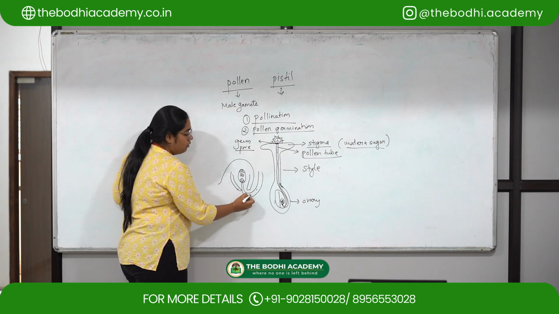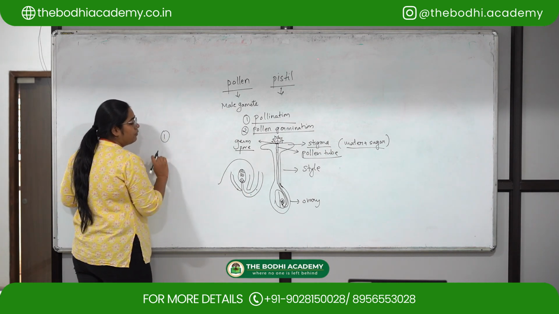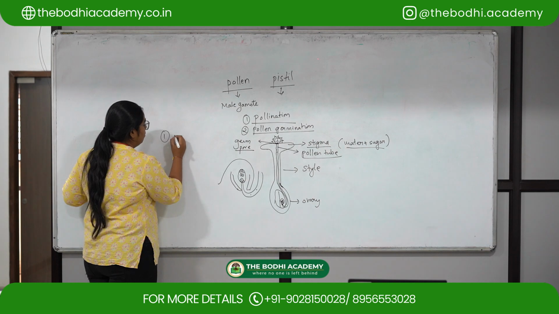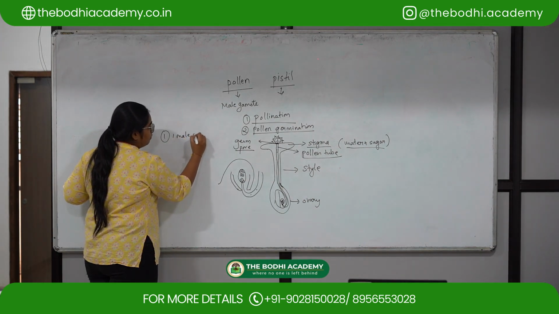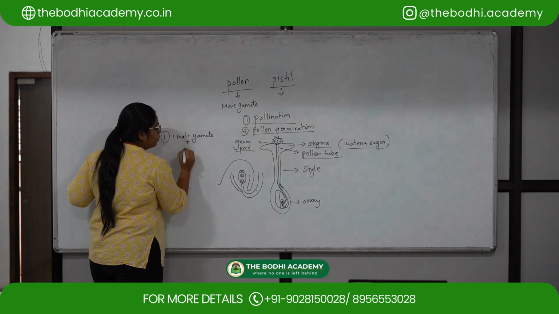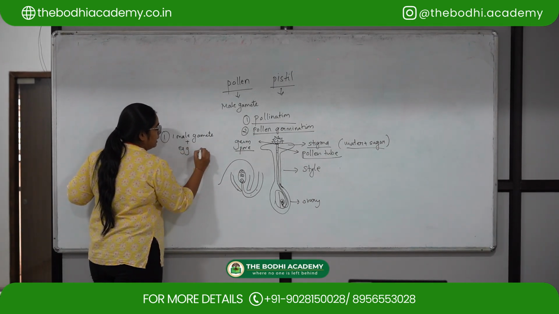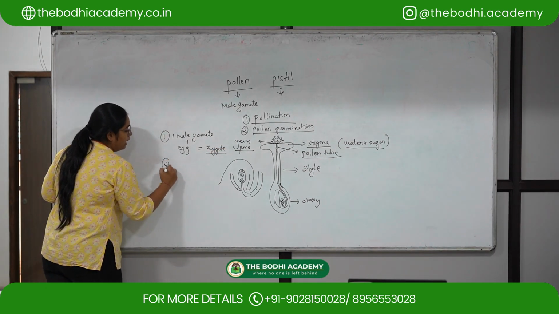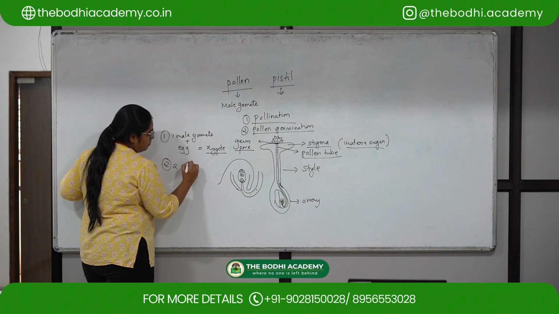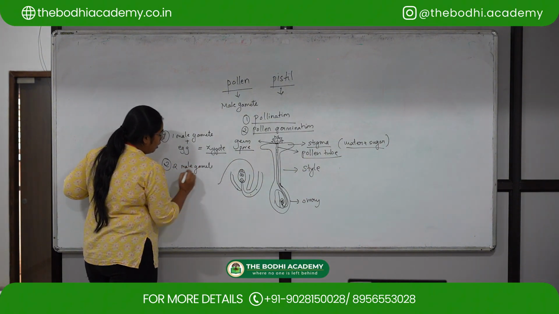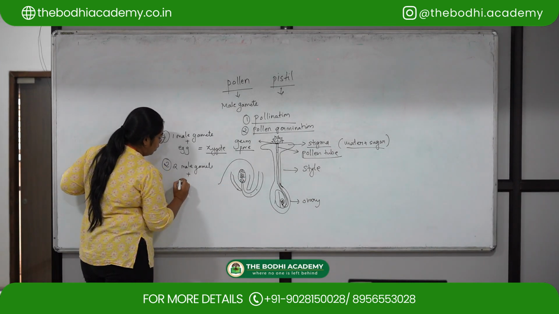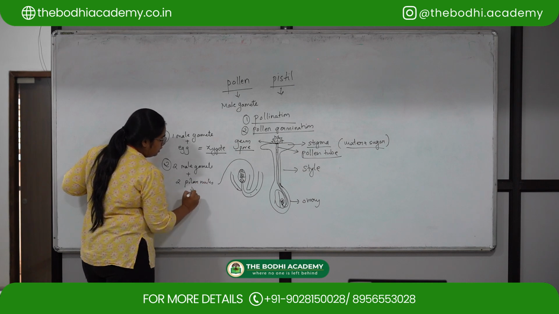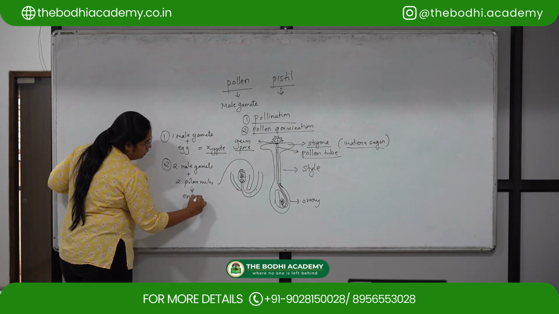So now the process of fertilization starts after pollen pistil interaction. That is, one male gamete will fuse with the egg, and this will result in formation of the zygote. And the second male gamete will fuse with the two polar nuclei, and this will give rise to endosperm.